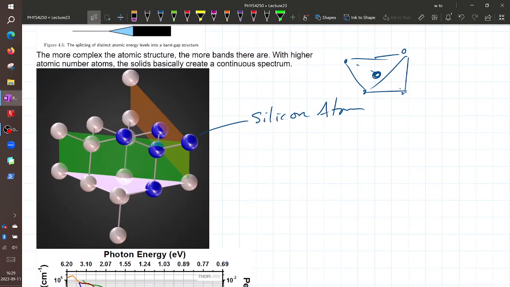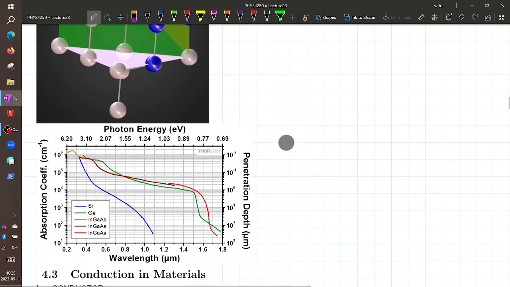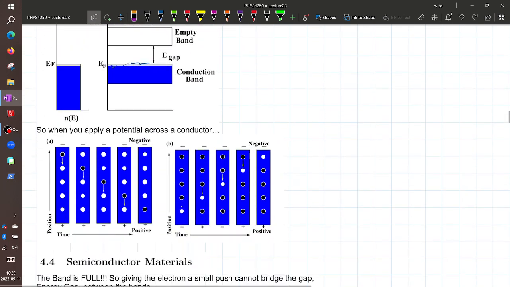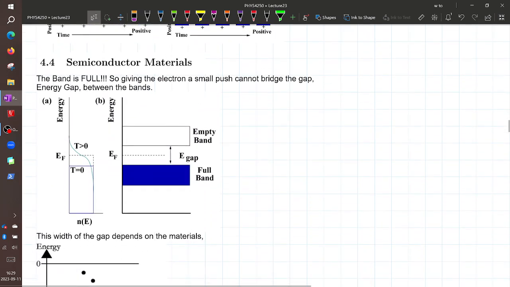All four of my arms and legs are stuck to other silicons, so they're not free to move electrons around anymore, okay? And that's why it is a semiconductor, where the energy for electrons that are native to me.